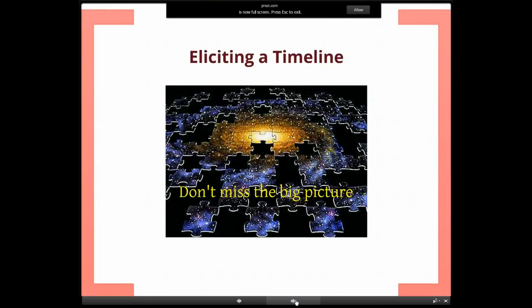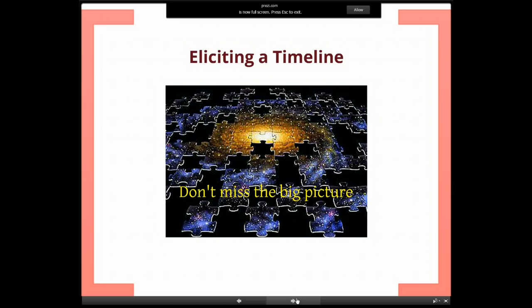All right, so the second step, eliciting a timeline. Your goal here is to get the client to give you a chronological list of the events that are the subject of the problem. And you may quickly realize that a portion of relevant information is out there that the client might not even have been aware is something that you need to know. You want to make sure you understand the big picture here, not just focus on maybe the most pressing thing on the client's mind at that moment.